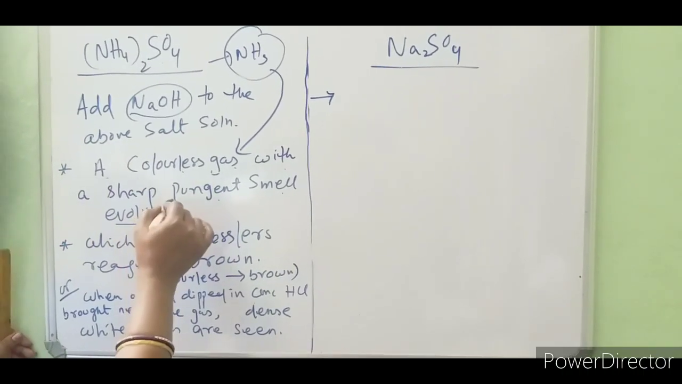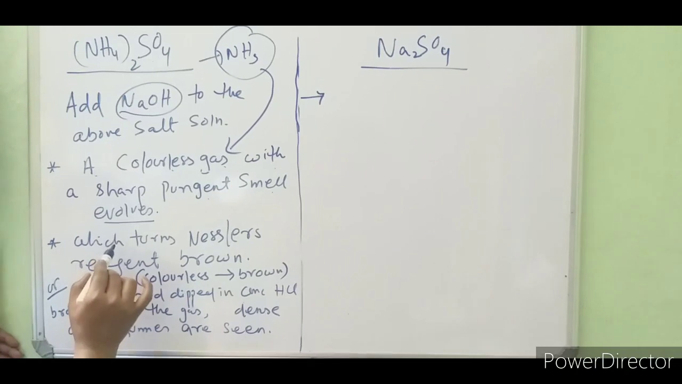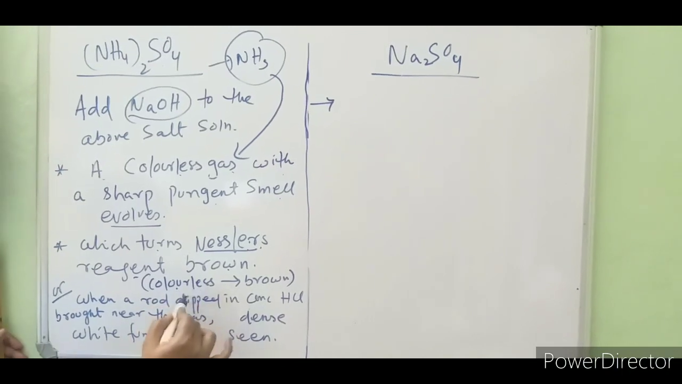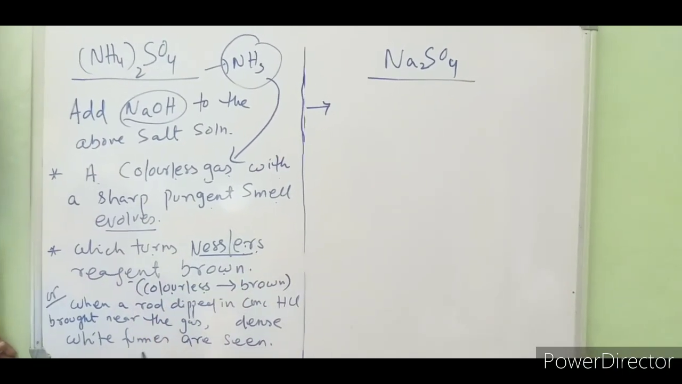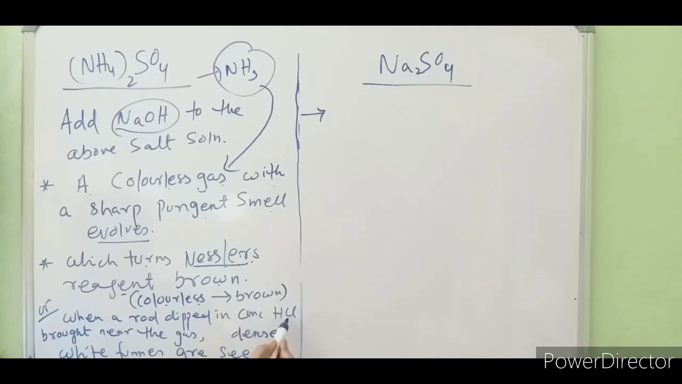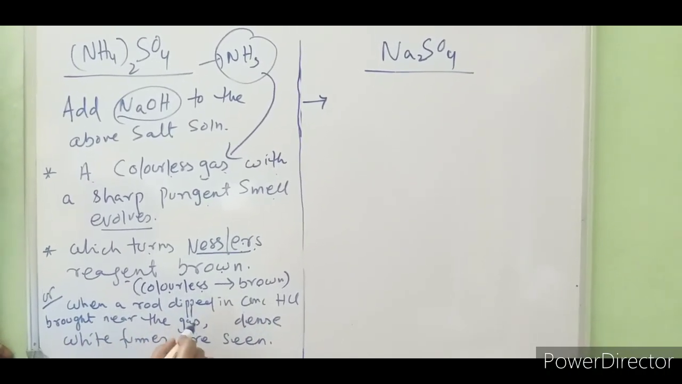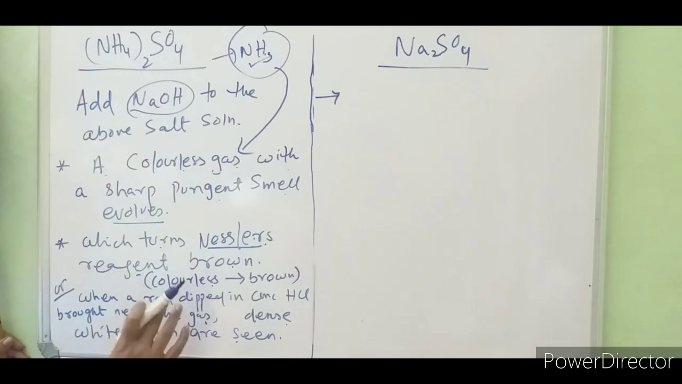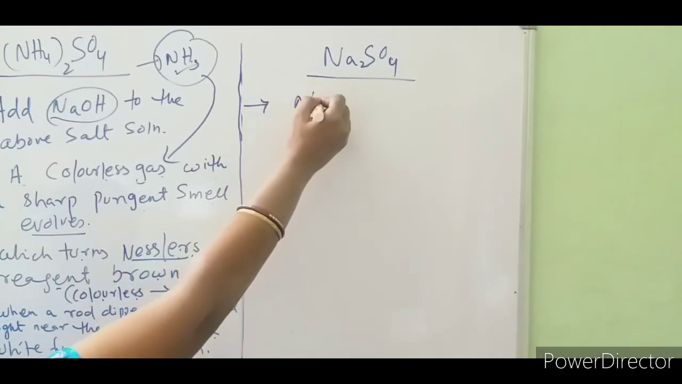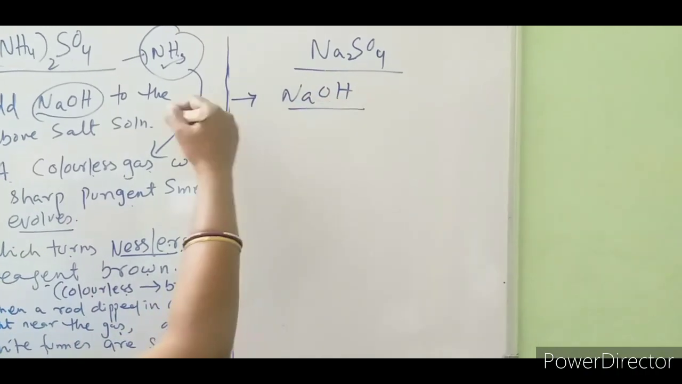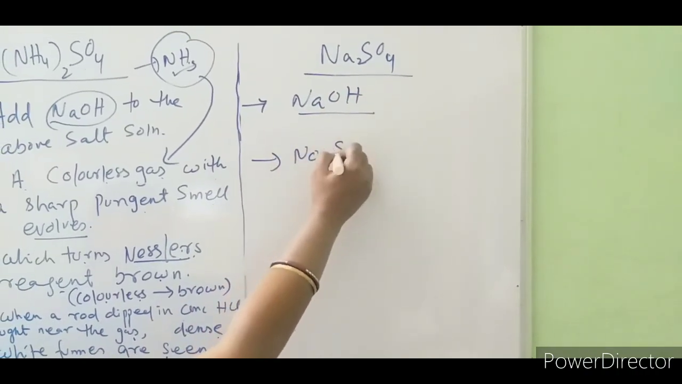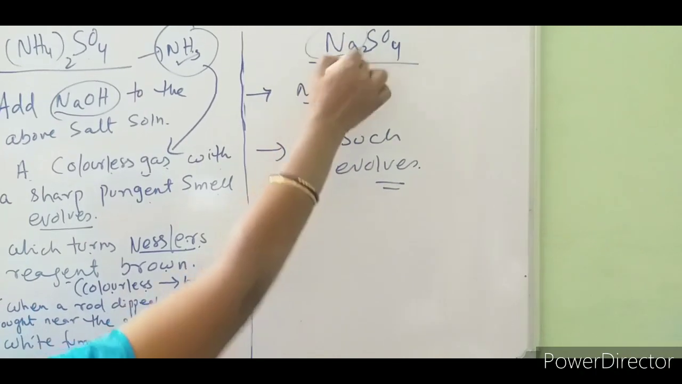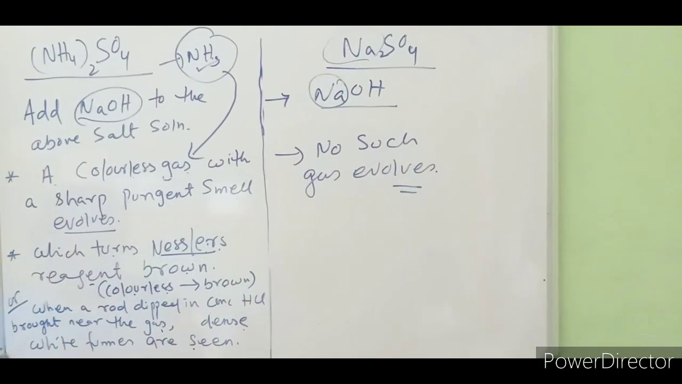This is the physical test. Then we have to write the chemical test, which turns Nessler's reagent brown. Nessler's reagent's original color is colorless, so it turns from colorless to brown. Or you can also write, when a rod dipped in concentrated HCl is brought near the gas, dense white fumes are seen. This will be for ammonium sulfate. But in the sodium sulfate, the same reagent, sodium hydroxide, is taken. Here no such gas evolves. Okay, here sodium we have taken, here also sodium taken, here no such gas evolves.